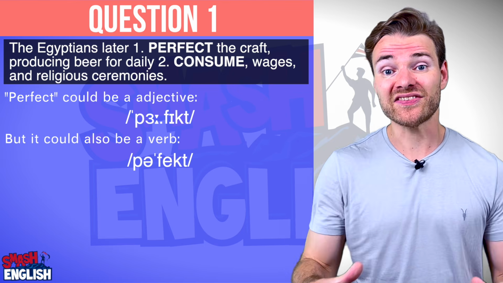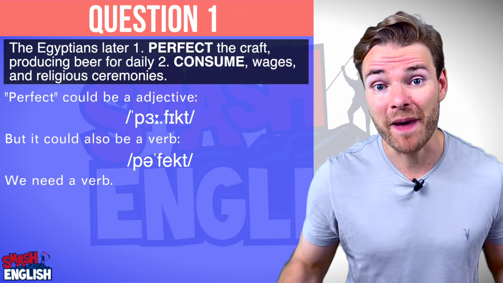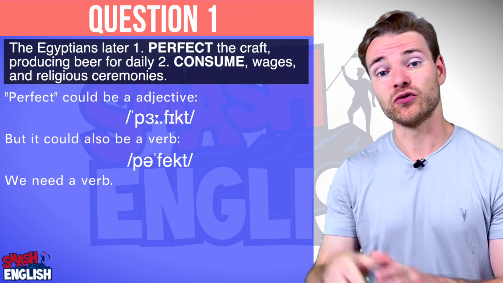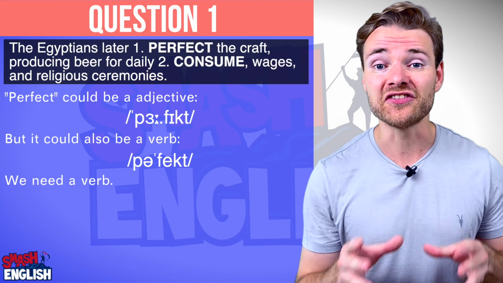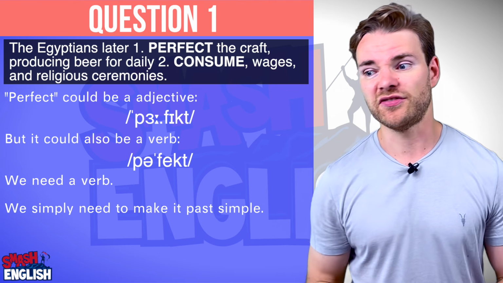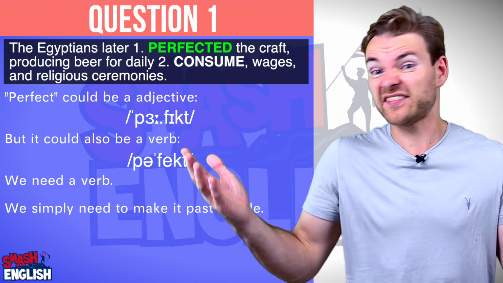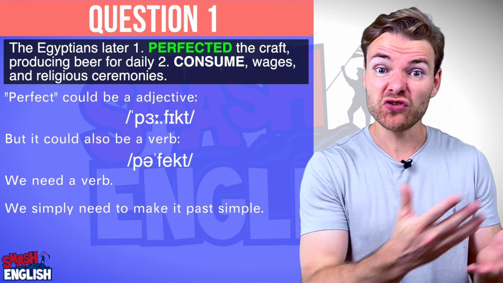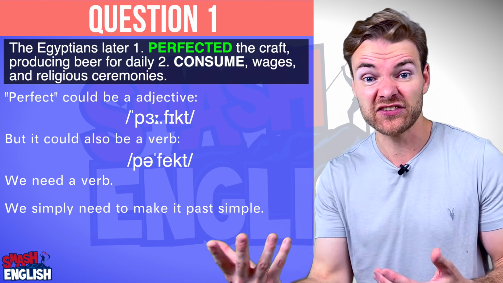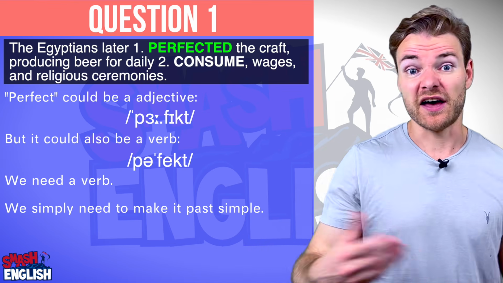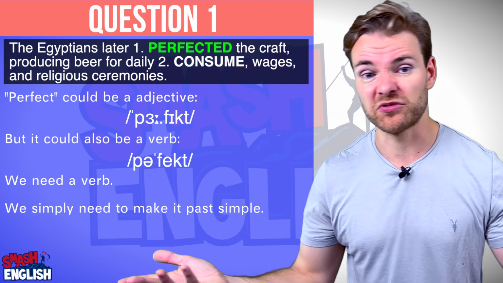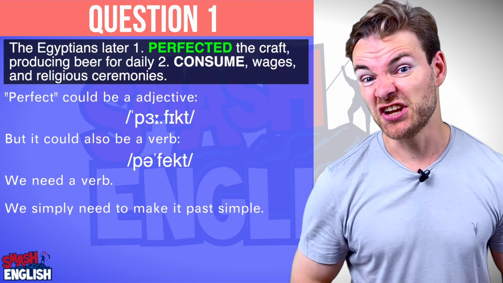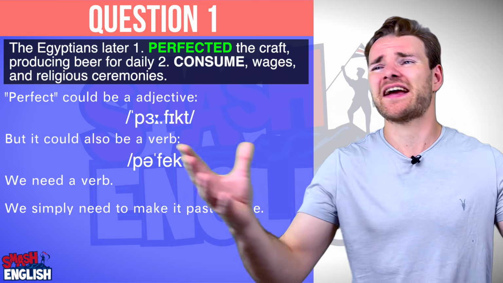Well, we're missing a verb. But of course, the paragraph in this text is referring to the past, so our verb needs to be in the past simple. And this gives us perfected. This was actually really easy. The problem is, some students don't realise that perfect can be an adjective, perfect, and a verb, to perfect. So, now you know. Our answer, perfected.